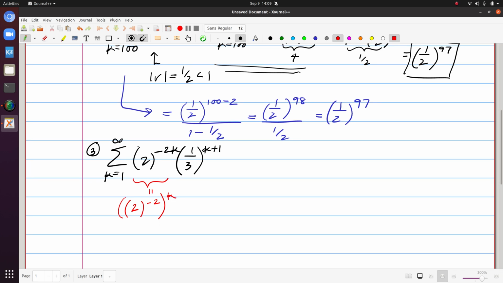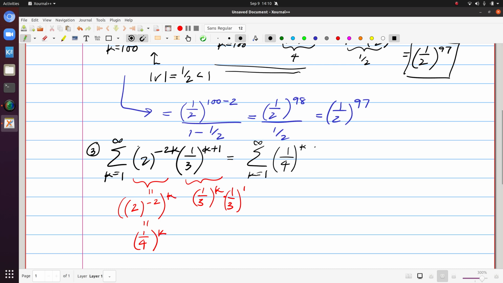And that's the same thing as 1/4 to the k. And much like we talked about in the previous example, 1/3 to the k plus 1 is 1/3 to the k times 1/3 to the first power. So putting that all together, I can rewrite the terms of this sum now as 1/4 to the k times 1/3 to the k times 1/3.